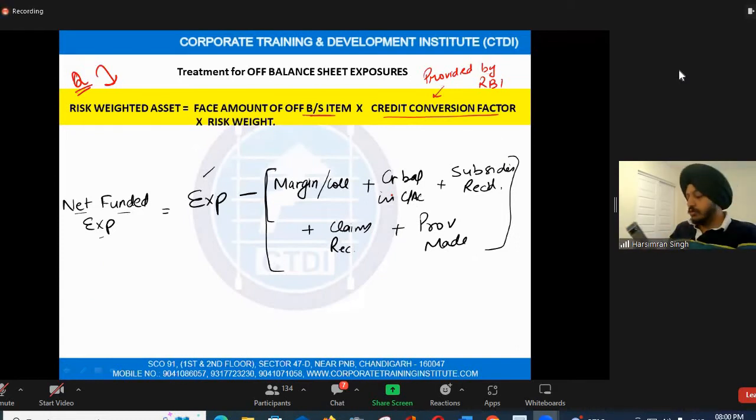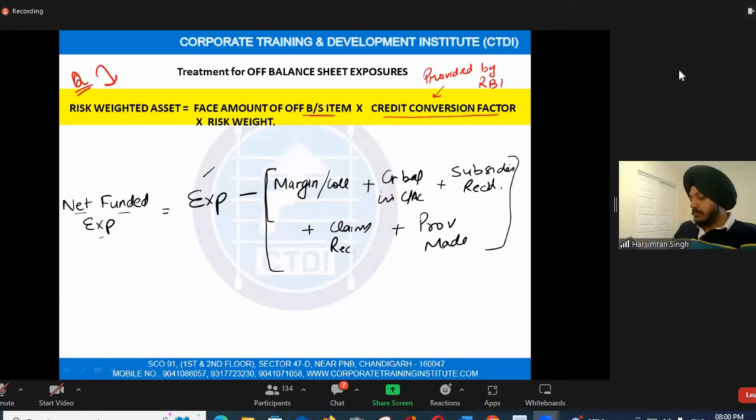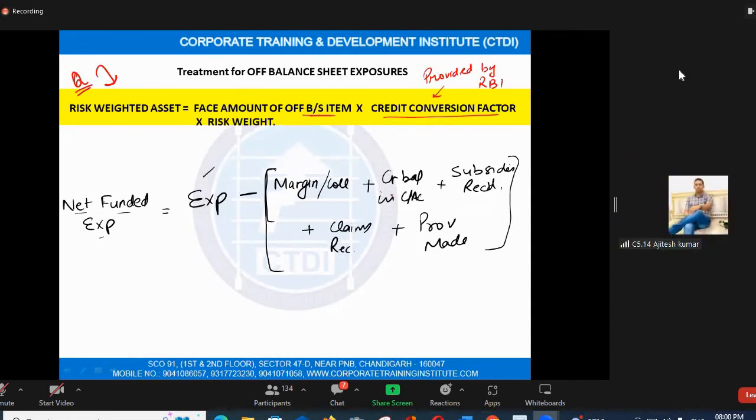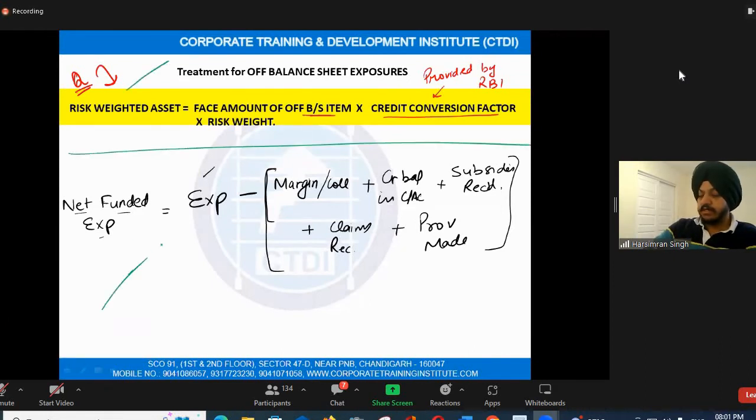सर बोलो जी. सर ये वेटेड एसेट का जो ये फॉर्मूला है, फेस अमाउंट ऑफ बैलेंस शीट आइटम इनटू क्रेडिट कन्वर्जन फैक्टर इनटू रिस्क वेट, हाँ जी. इसका इसमें क्या यूज हुआ सर? इसमें तो कुछ अभी यूज नहीं हुआ. किसमें सर? जो अभी ऊपर में सर वो मार्क किया ना, फेस अमाउंट ऑफ बैलेंस शीट आइटम. सर ये अलग चीज है सर. This is a separate thing. ये आपस में इनका कोई लिंक नहीं है. ये अलग है और ये अलग है.